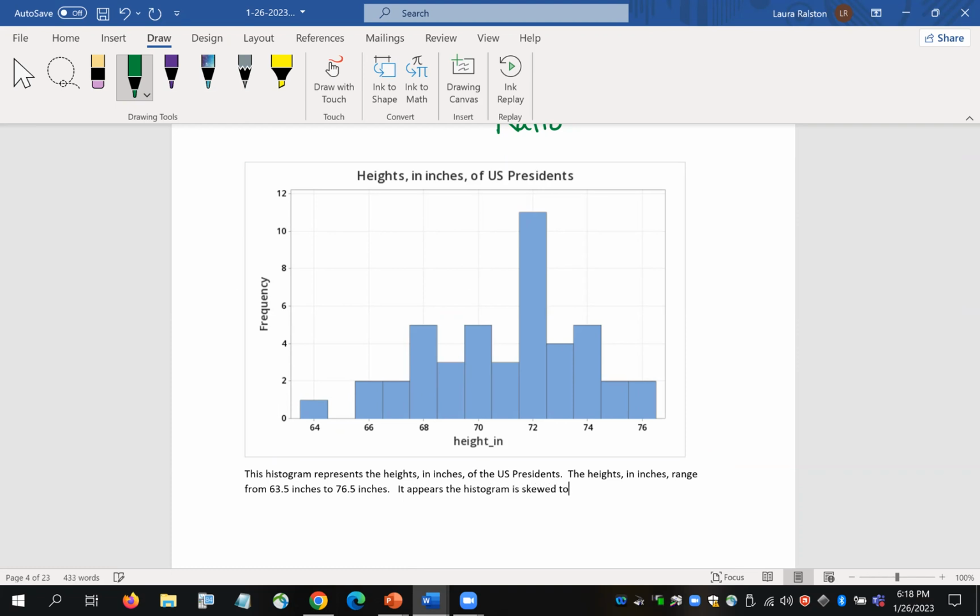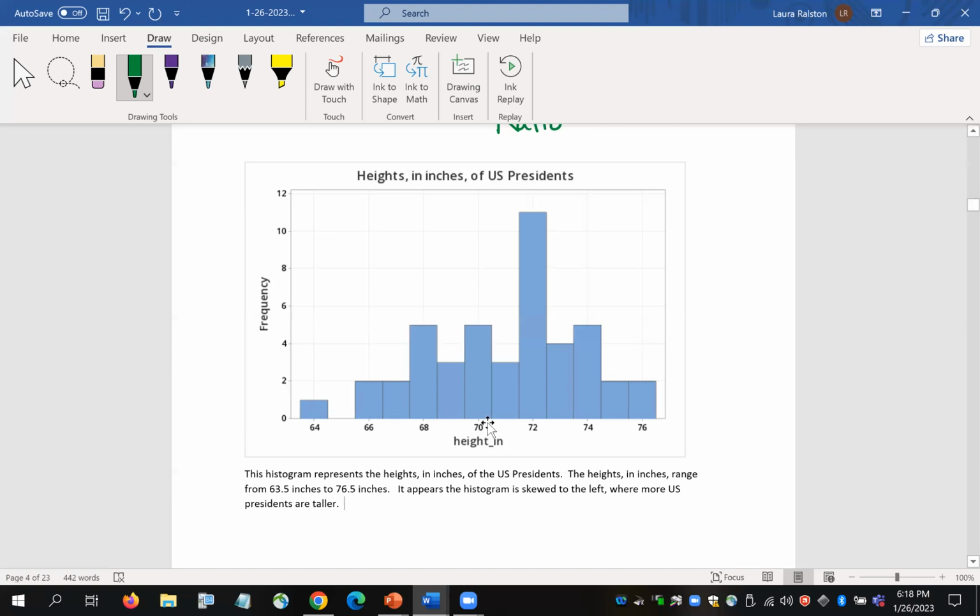It appears the histogram is skewed to the left, with more presidents, where more U.S. presidents are taller, because you have more presidents on the high end than you do the low end. So I've indicated the distribution.